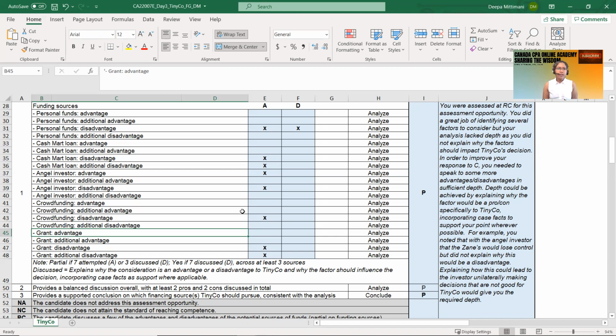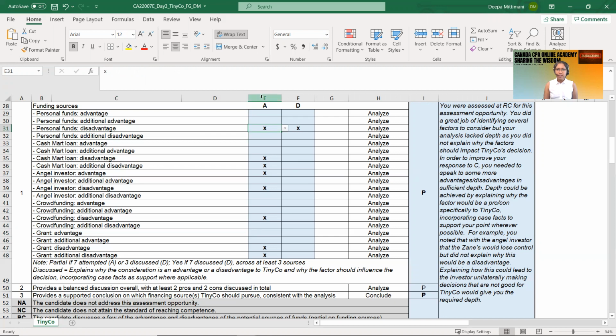Now, if you see, this is what you get when the cases are marked and you get the feedback from the CPA markers. This is how it looks. So there were five funding options, and each option had an advantage and a disadvantage. And what they are doing is marking whether you have captured it or not. So the cross means you captured it.